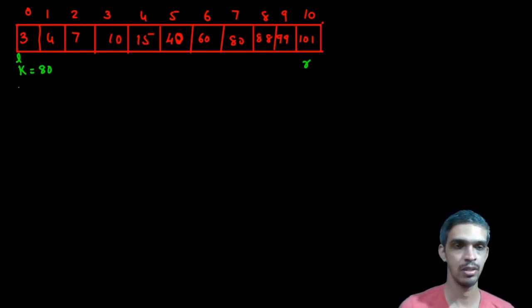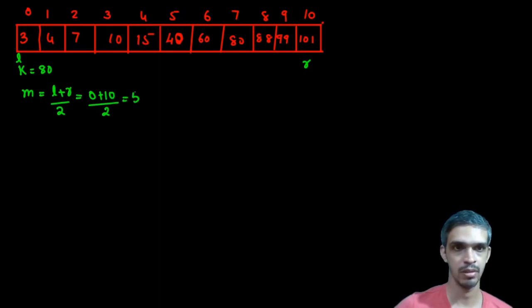Then what we need to do is first find m. m is the middle index. So in this case, m equals (L plus R) divided by 2. That is (0 plus 10) divided by 2. 10 by 2 is 5. So m equals 5.